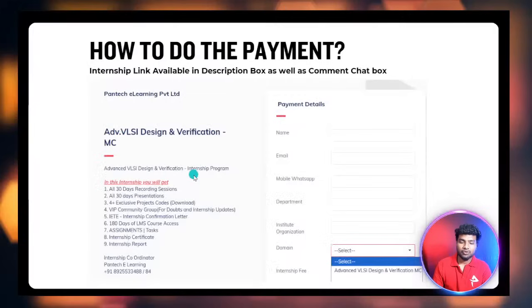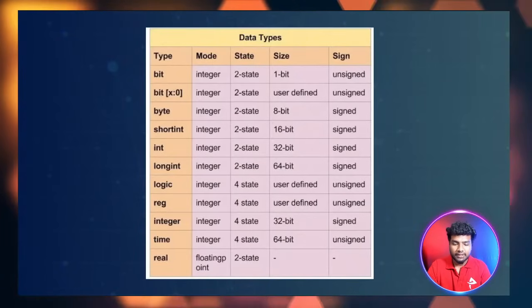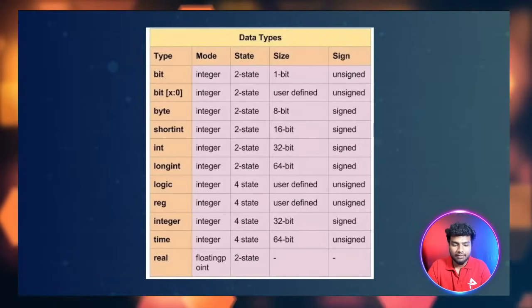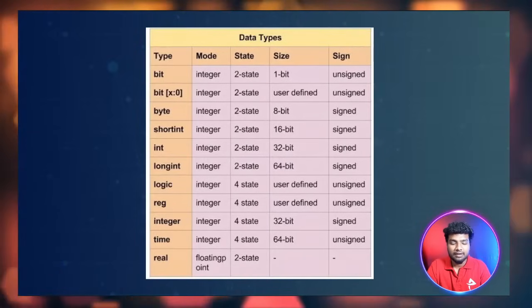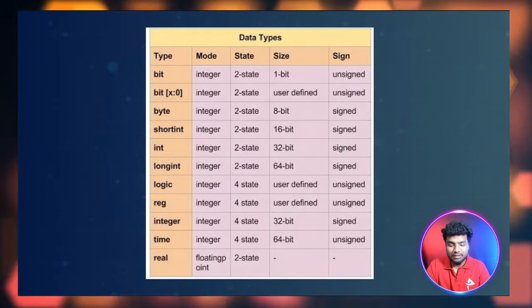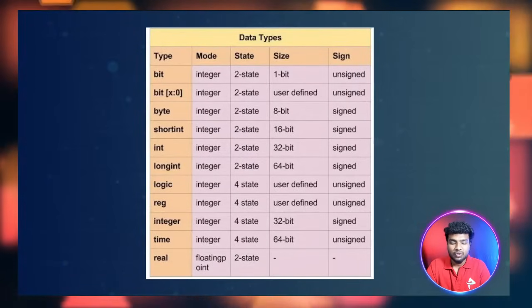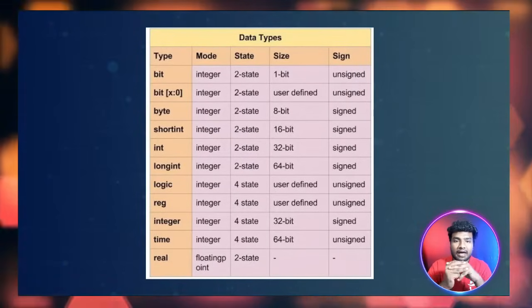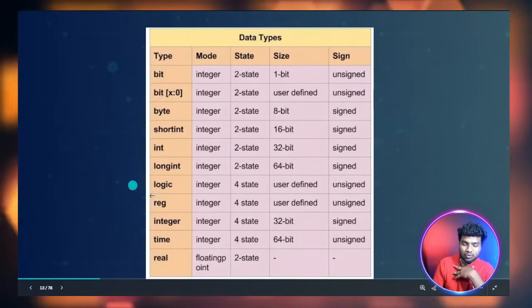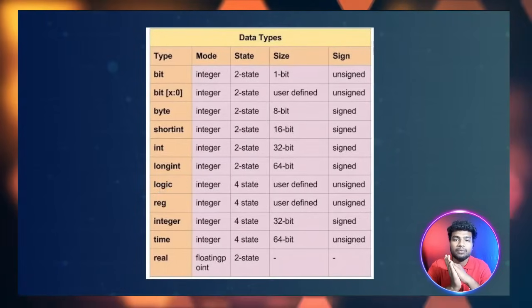So let's move into data types. This is the data types we have in SystemVerilog. It has a lot of data types like bit, byte, short int, long int, logic, reg, integer, time, and real. The main thing is the logic data type. Logic is the one super data type of SystemVerilog.